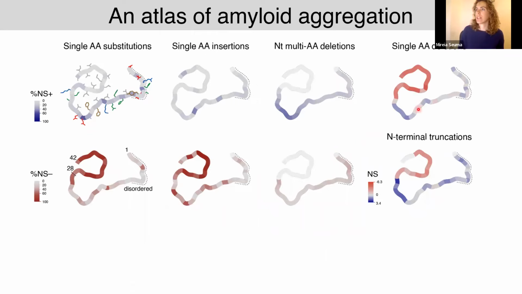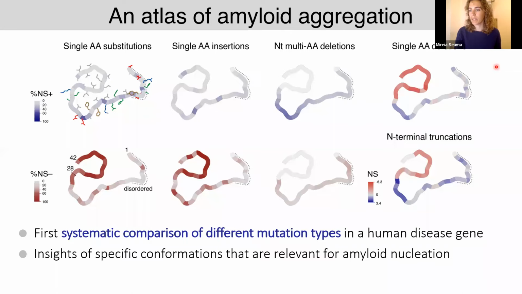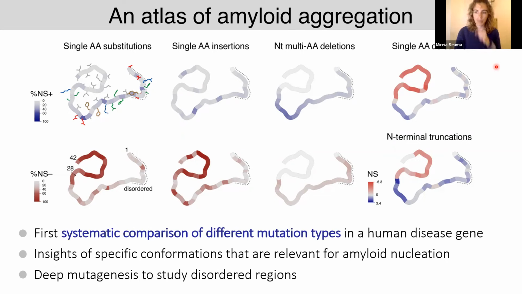Just to summarize, I've shown you here our atlas of amyloid aggregation. This was the first systematic comparison of different mutation types in a human disease gene. This gave us insights into specific conformations that are relevant for amyloid nucleation. And we think that demutagenesis is a powerful tool to study disordered regions such as the N-terminus of A-beta.